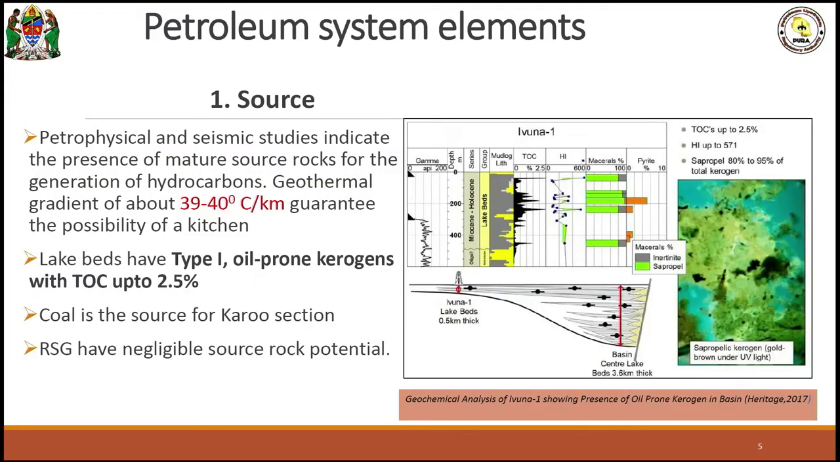Jumping to the petroleum system elements, starting with the source. The Rukwa Rift Basin is recorded to have a very good source, especially in the lake beds, where we have type 1 kerogen and TOC ranging up to 2.5. As we all agree, this TOC range assures good generating potential for hydrocarbons. These results were obtained from the Ivuna well. Now, this well is not located at the depocenter, so it is proposed that going towards the depocenter, the maturation of the source rock would increase.